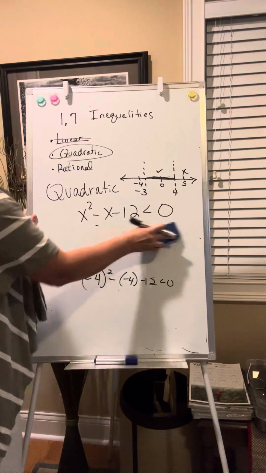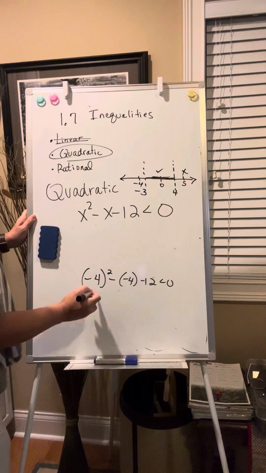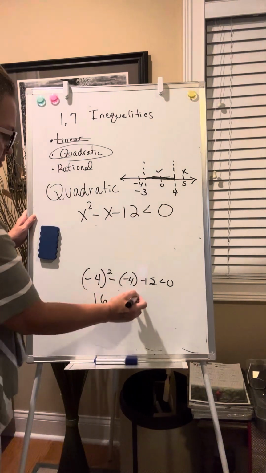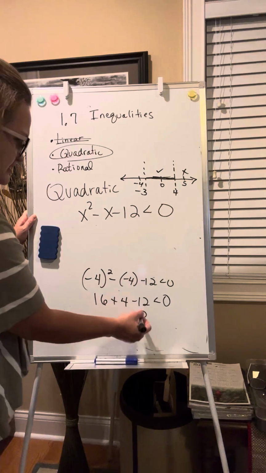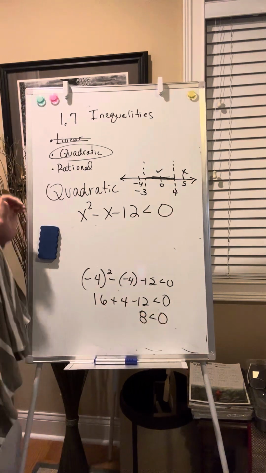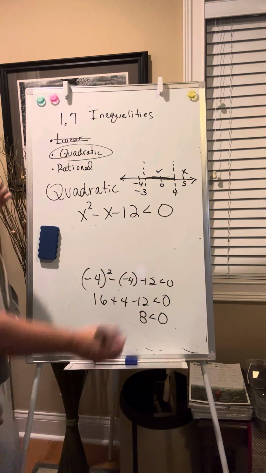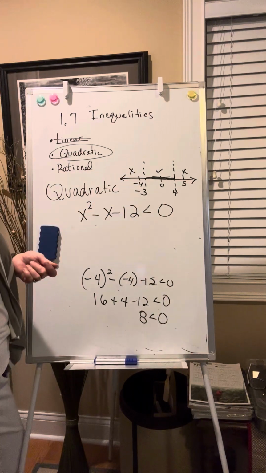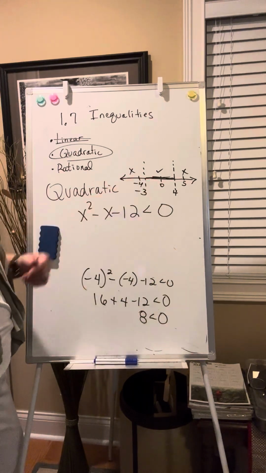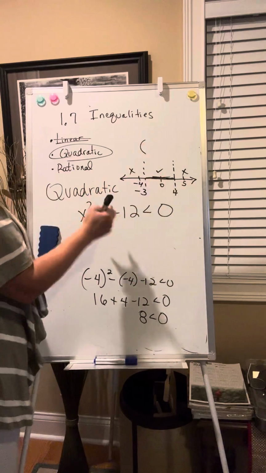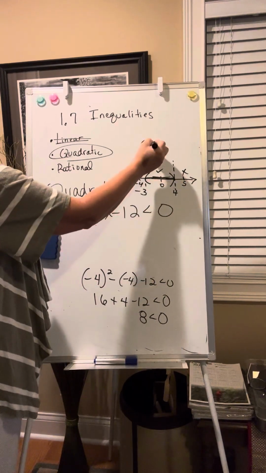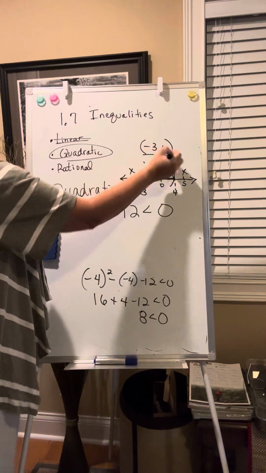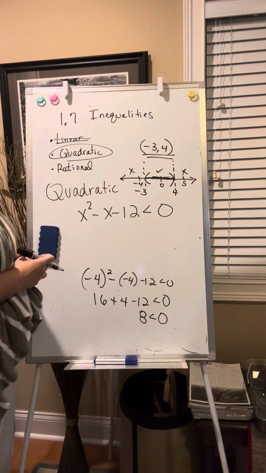Then do a little bit of arithmetic on your calculator. That's 16 plus 4 minus 12. Well, that's also, I think so, 8. Is 8 less than 0? Again, no, that is not true, so we shouldn't shade that region. So the middle region is the solution. And there's no line under it, so we're using parentheses.